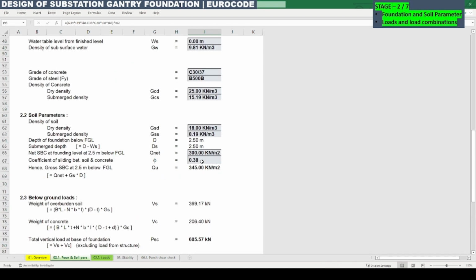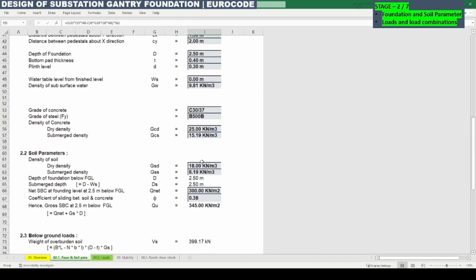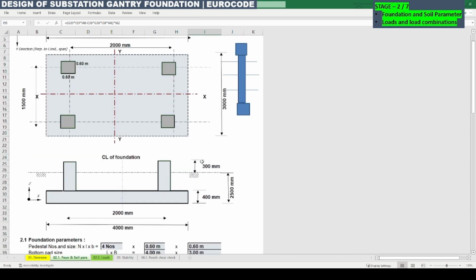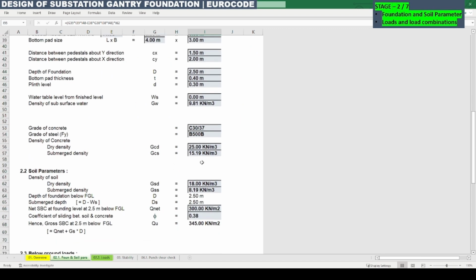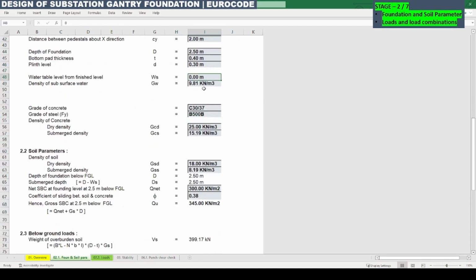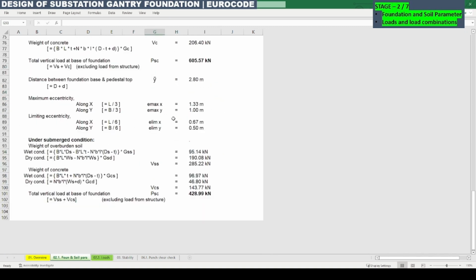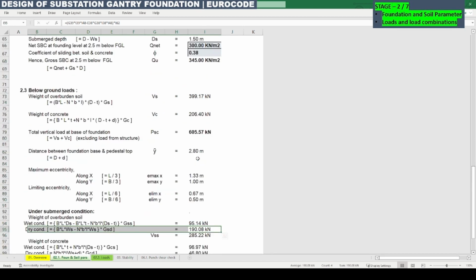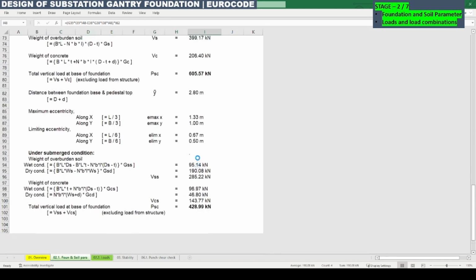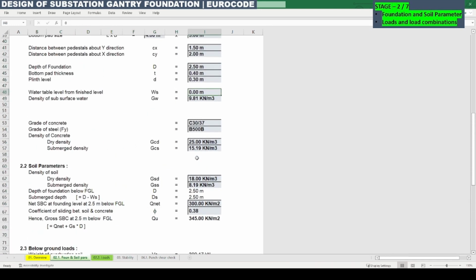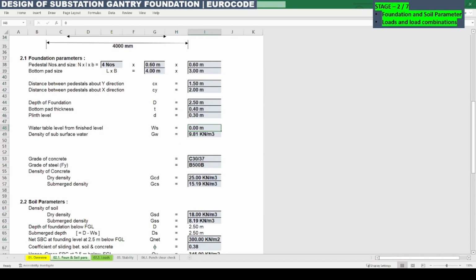If it is partially submerged, then the dry weight will come for a certain height. Here we are considering 0, but instead, if your water table is at 1 meter from the ground level, then there will be some dry density weight also. So in the calculation, whichever portion is projected above the 1 meter of soil, we need to consider that.